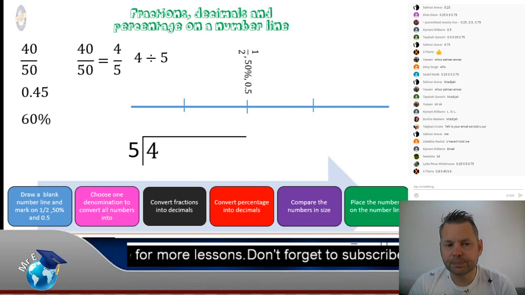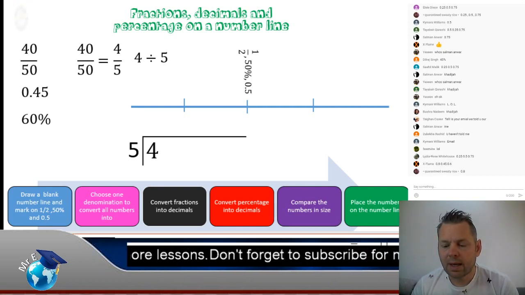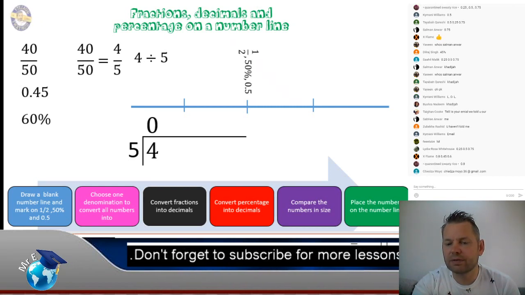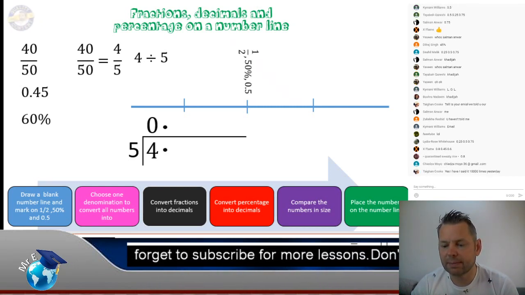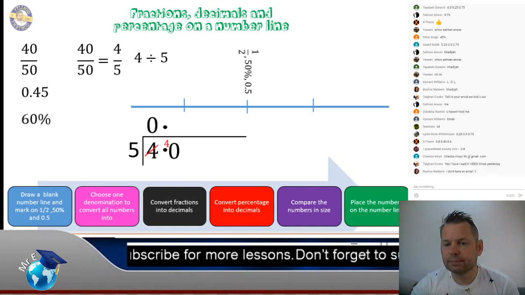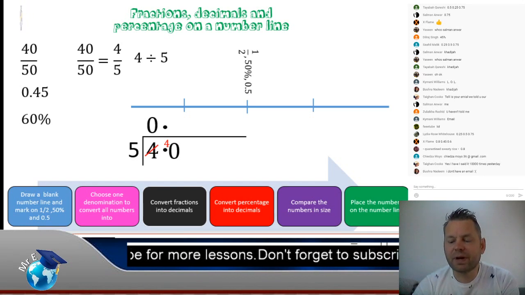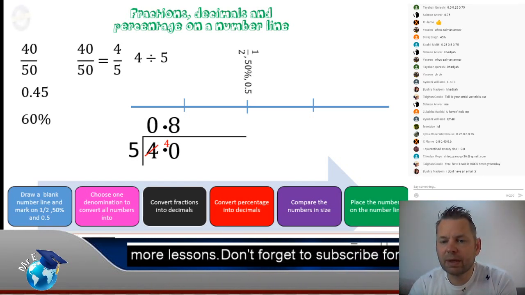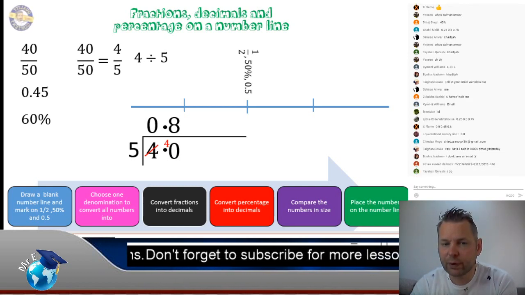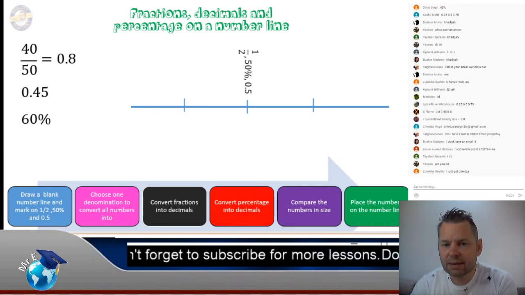Well done, Lydia. And we can work through it just as usual. So we know that 5 doesn't go into 4. We place our decimal points in. We have our zeros. And then we work out how many times 5 goes into 40. And we know it's 0.8. So the equivalent decimal of 40/50ths is 0.8.